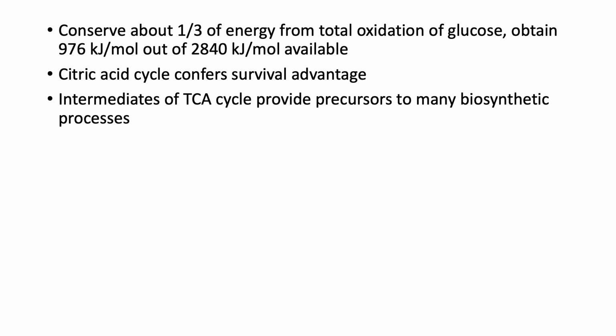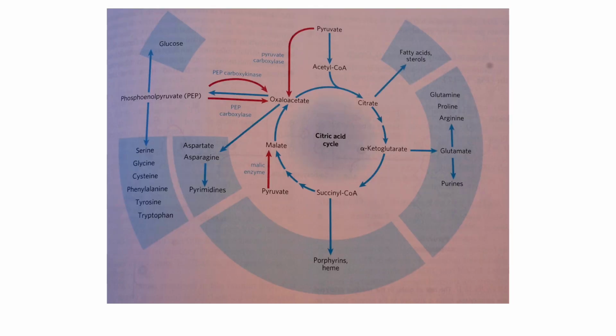So about 1/3 of the energy is conserved from total oxidation of glucose. You get about 976 kilojoules per mole out of 2,840 kilojoules per mole available. And this confers survival advantage. Obviously, having a cycle is advantageous in terms of energetic conservation. The intermediates of these, oxaloacetate for example, provide precursors to many biosynthetic processes. So these are under specific rigorous control.